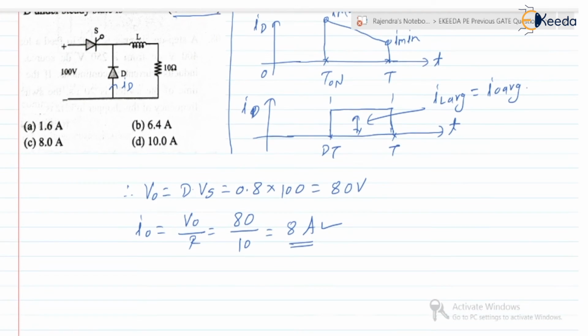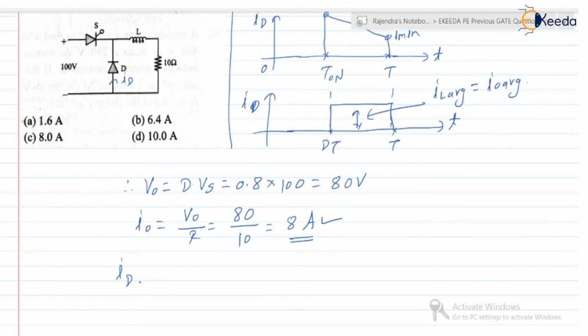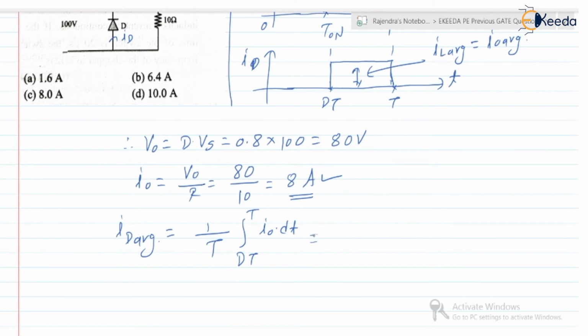Now what is the ID? They have asked for the ID average, the average value of the diode current. So it is 1 by T integration from T on to T, that is dT to T, of I0 average, that is I0 into dt. Further we can simplify it as I0 by T, because I0 is constant current, so we can take it outside. So I0 by T into the integration, and if we put the limit, it will be T minus dT. If you take the T common, it will cancel out. So it is (1 minus D) into I0.